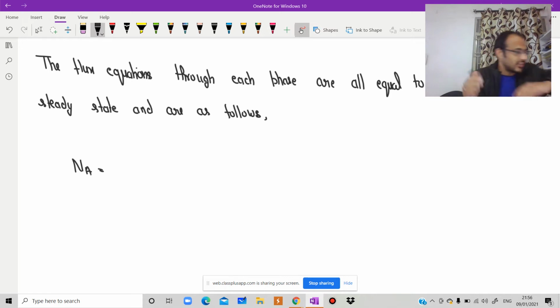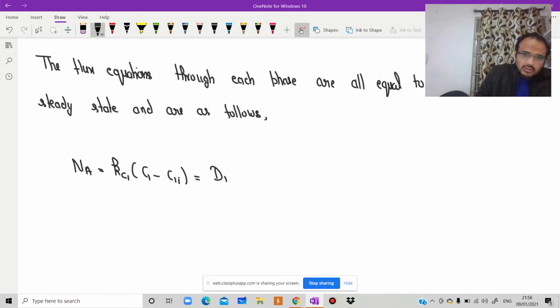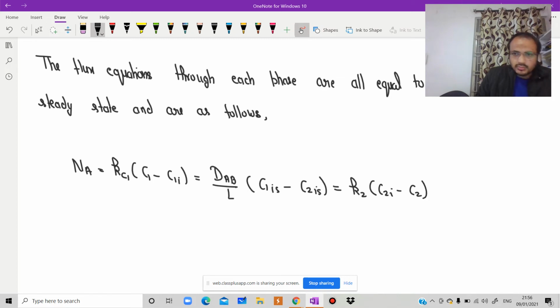Is it clear? So first we have liquid. So we have Kc1 from where to where? From C1 to C1I, which is equal to DAB by L into C1IS minus C2IS, which is equal to Kc2 into C2I minus C2. There should be no confusion in this equation.